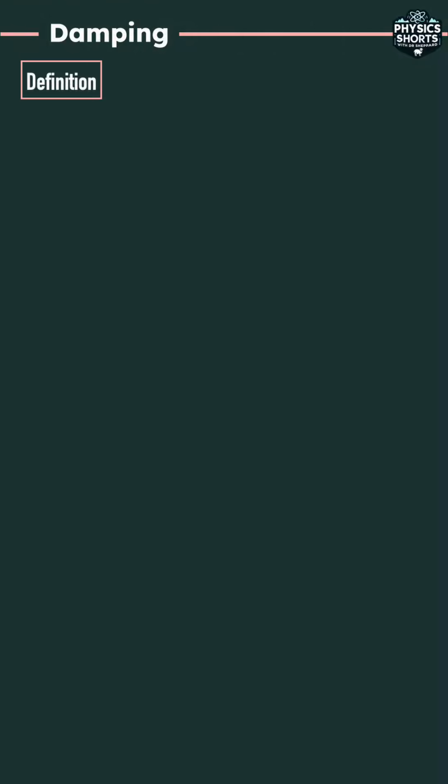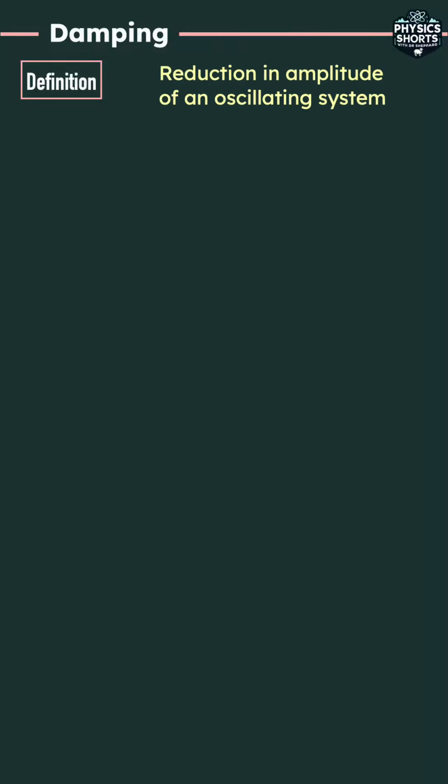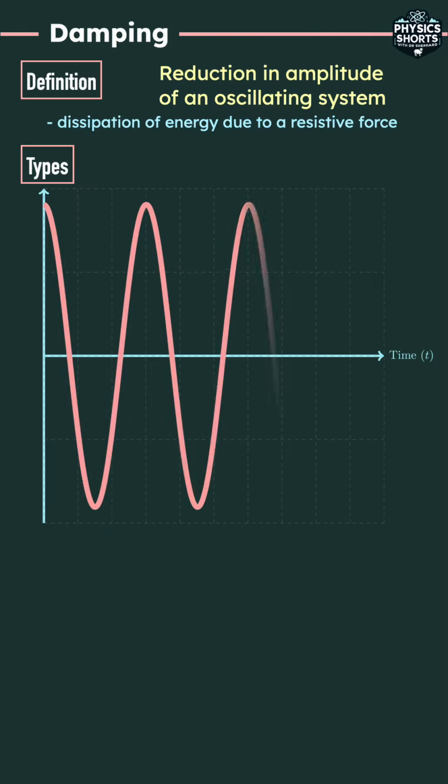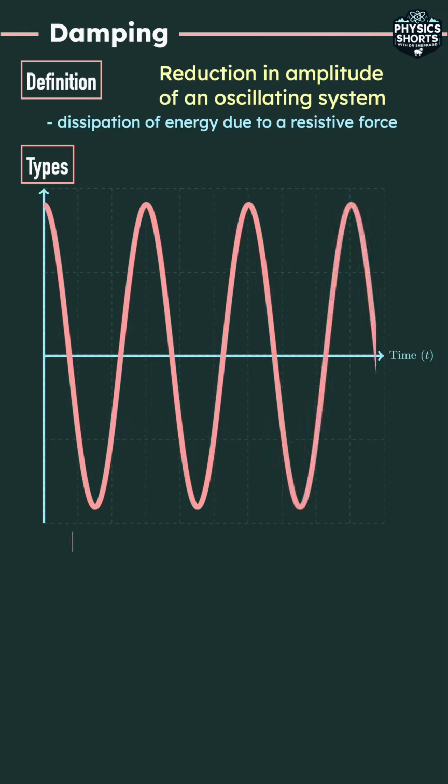Damping can be defined as the reduction in amplitude of an oscillating system, and it's caused by the dissipation of energy due to a resistive force. Now, there are different types of damping. So if we start off by looking at a normal wave where the amplitude is staying constant.